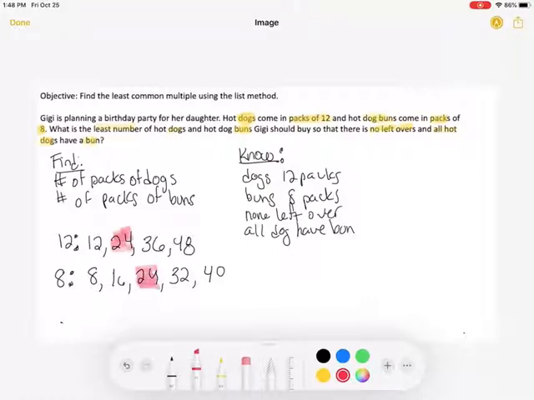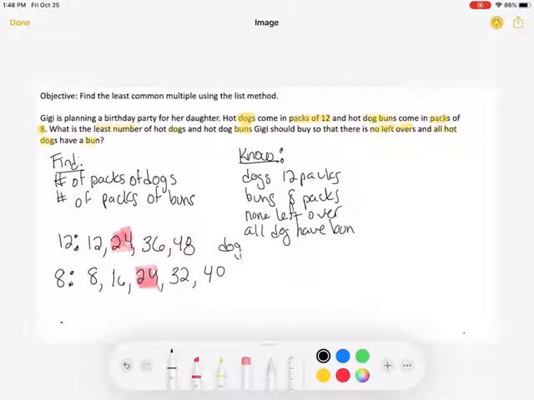So if I look here, I see that both of them share a 24. Now that's the only multiple that they both share in this list. If I were to continue my multiples, they would actually share another one, but it wouldn't be the least, and I'm looking for the least. Okay, so now I should have listed what each of these numbers represent. I always want to do that.